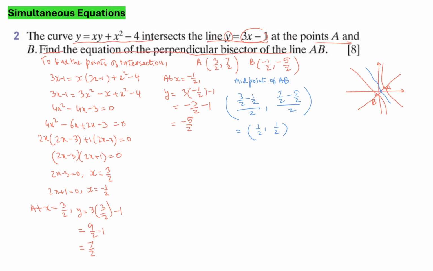So that's the midpoint, and there's a line passing through the midpoint. Let's call this perpendicular line P. P is the perpendicular bisector of AB. I also need to find the gradient of AB.